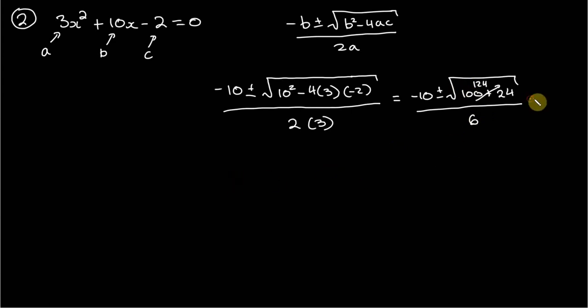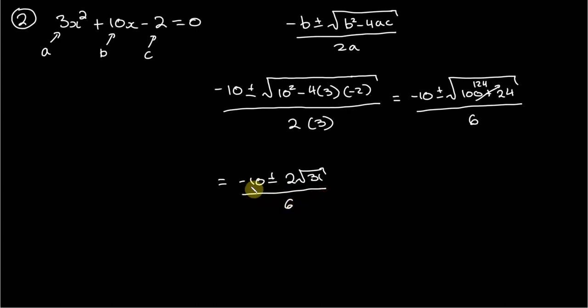I'll write it down here, since I don't have enough room there. So that's going to be negative 10 plus minus, and root 124 can be simplified to 2 root 31, and all of that's going to be over 6.